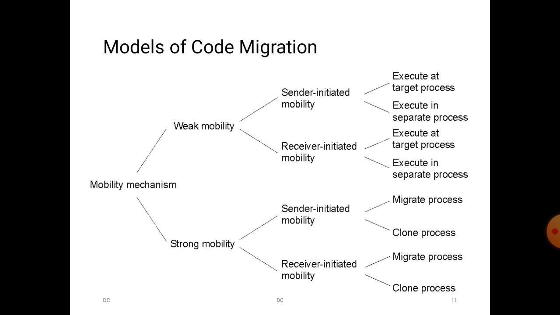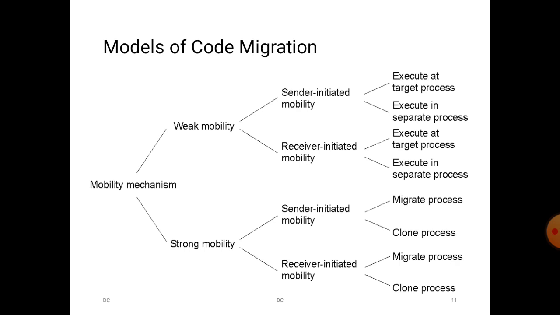So let us see the models of code migration. We'll just have a glance at it. The mobility mechanism is divided into two types: weak mobility and strong mobility. Weak mobility is again subdivided into sender initiated mobility, which is again subdivided into execute at the target process or execute in a separate process. Receiver initiated mobility can also be executed in the target process or in a separate process.